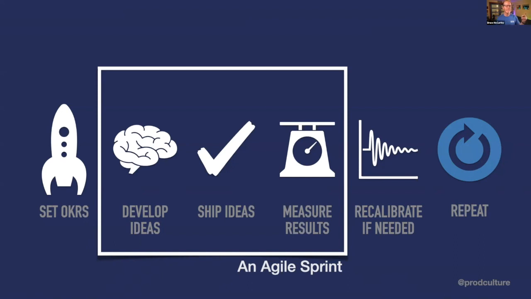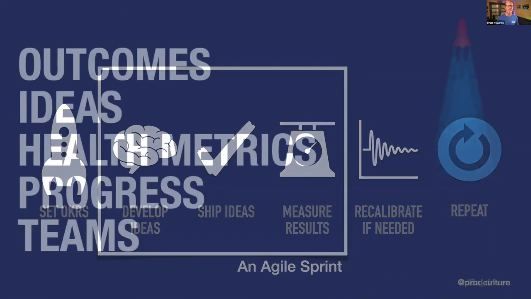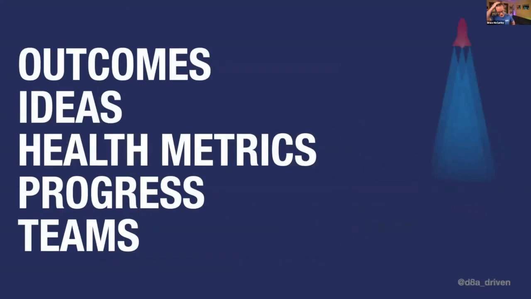The OKRs don't come after the ideas. It's the other way around. Now, I said there are 3 buckets, right? Actually, I'm going to give you a 4th one. And I call this 4th bucket health metrics.